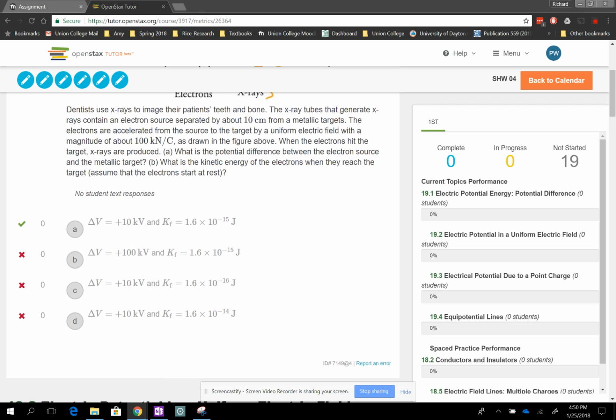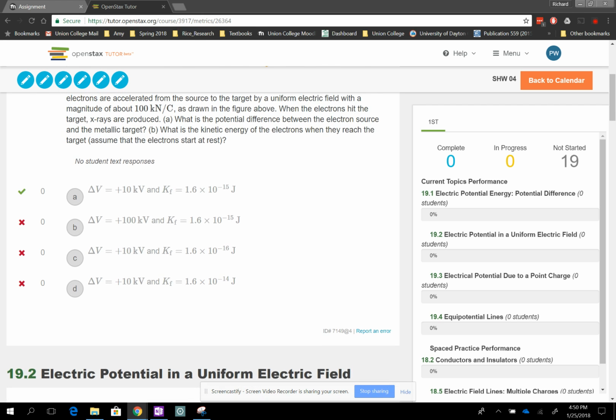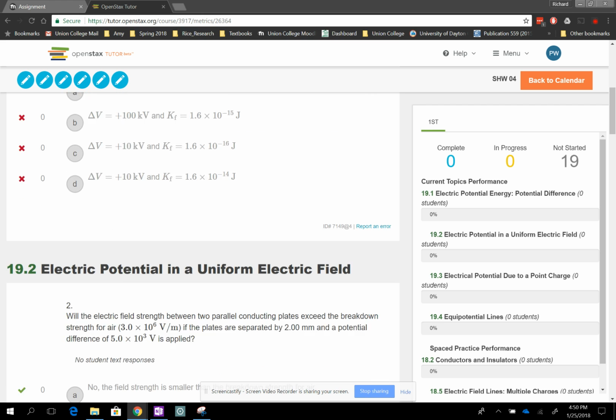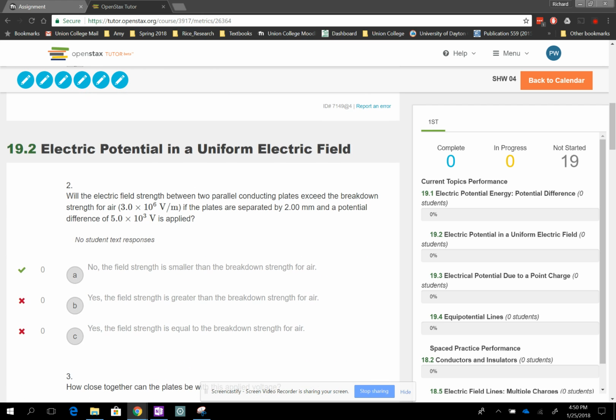Okay. So we had delta V was 10 kilovolts and 1.6 times 10 to the minus 15 joules. Look at that. Rock star. Nice.